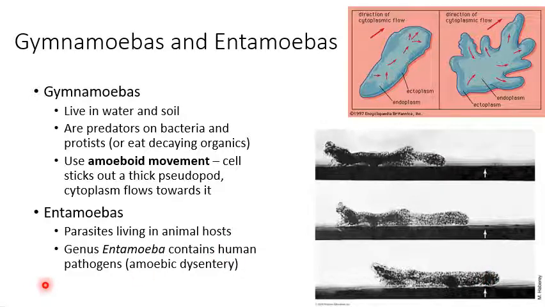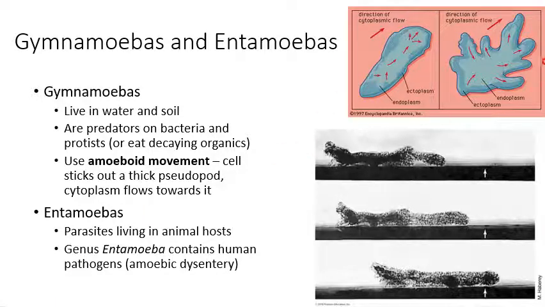When the cell is moving towards the pseudopod that it's just stuck out, it's a little weird how that happens, but the liquid of the cytoplasm is flowing down into that pseudopod, and as the cytoplasm is flowing into the pseudopod, it carries the body of the cell with it. I guess, of course, the cytoplasm is all the stuff inside the cell except for the nucleus, but it's going to carry the cell membrane with it so that the whole cell will move towards that pseudopod.